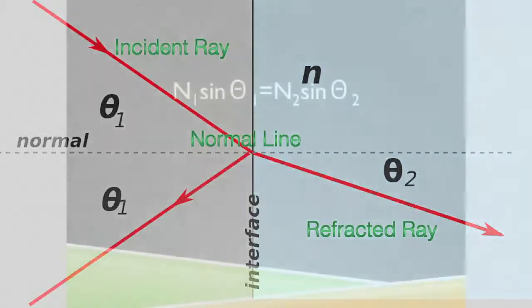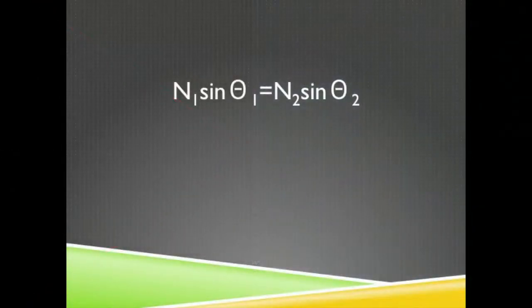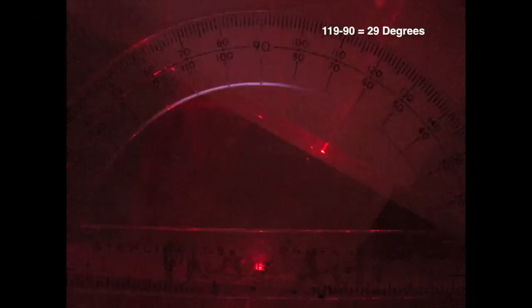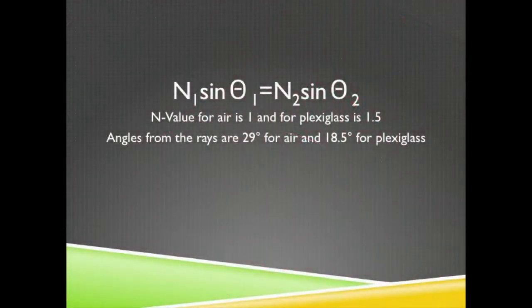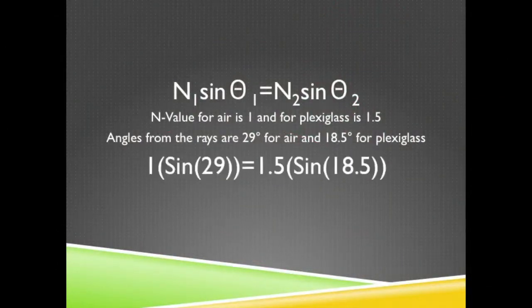This law gives us the formula n1 sine theta 1 equals n2 sine theta 2, where n1 and n2 are the refractive indices of the medium, and the two thetas represent the angles between the two rays and the normal line. We will use these ideas and test them with plexiglass and a laser. Here we see the angle that the laser creates with the normal line is not equal to the angle that the refracted light makes with the normal line, but instead follows our formula n1 sine theta 1 equals n2 sine theta 2.